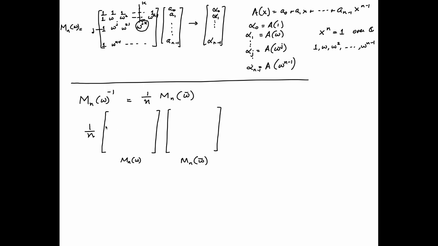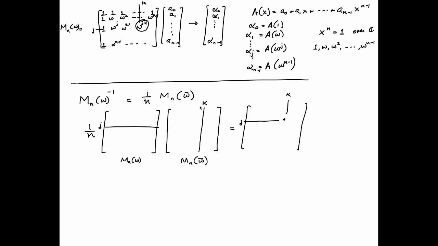And now let's figure out, if we take the jth row of this, and if we take the kth column of this, and we just multiply the jth row by the kth column, then what we should get is the jkth entry of the product. So let's evaluate that. What would that be? Well, the jth row is just 1, omega to the j, omega to the 2j, and so on. And the kth column would be 1, omega bar to the k, omega bar to the 2k, and so on.